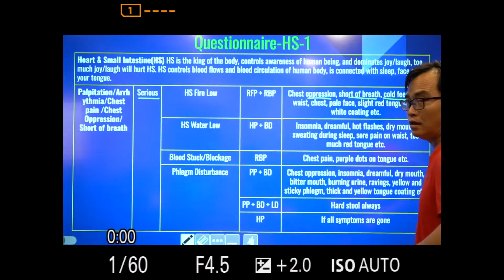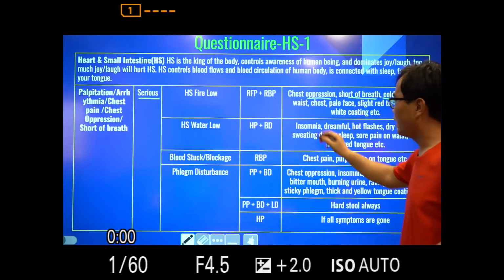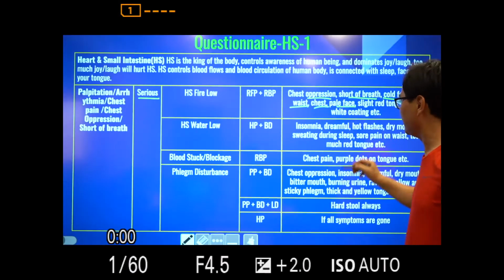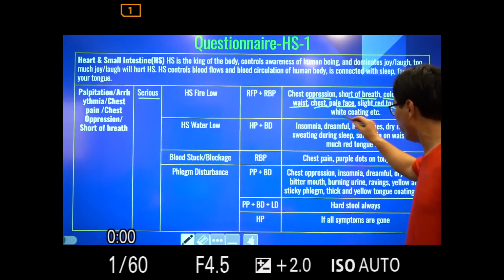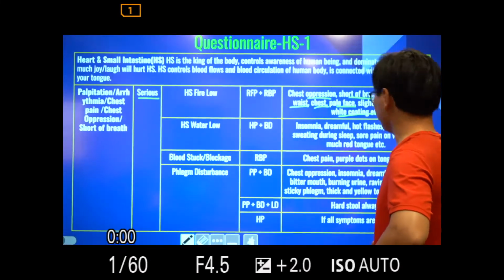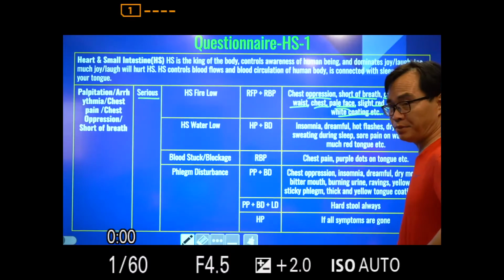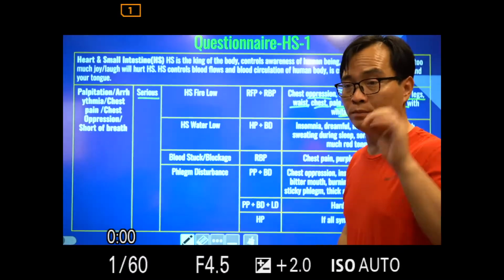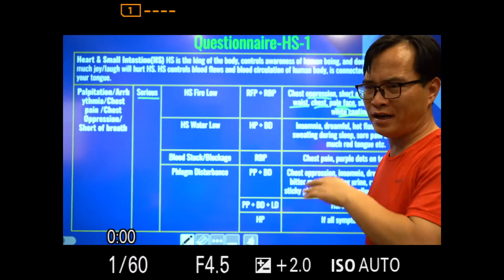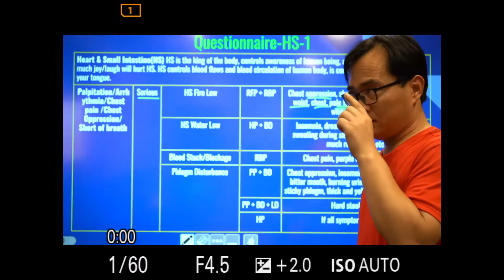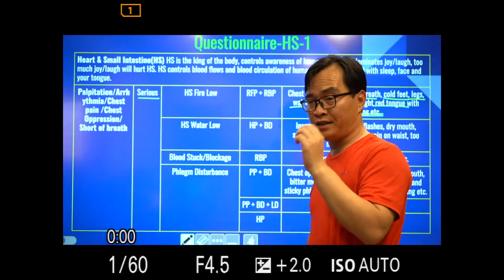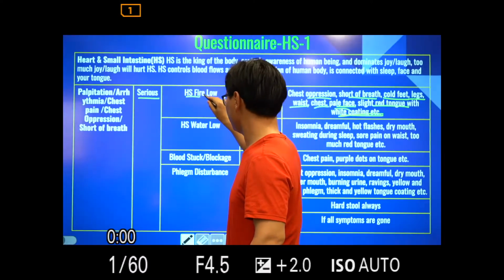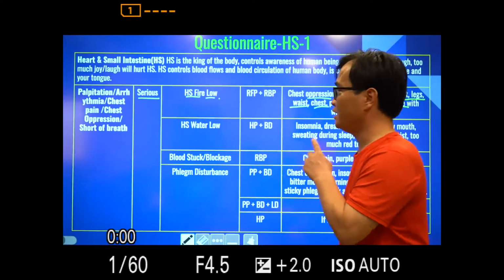they have cold feet, huh? They have cold feet, cold legs, cold wrist, cold chest, pale face, slight red tone, with white coating, etc. You know, especially like this, the cold chest, the pale face, and white coating on the tongue. All the people who have diarrhea, this and that, any kind of these symptoms which can show fire energy low, we will confirm those problems are from HS fire low.